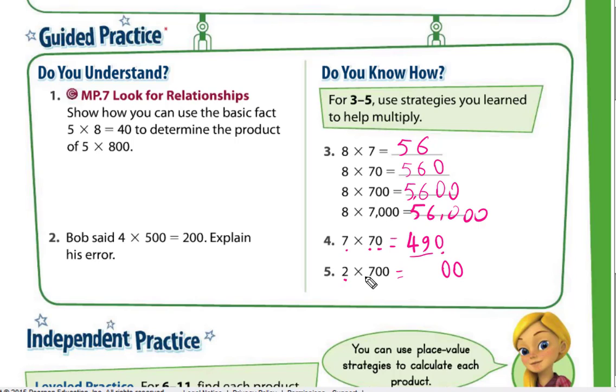Who's this? Yes, Muhammad? 2 times 7? 14. Yes, so the answer, the product, is 1,400. Okay, thank you, Muhammad. Guys, write the answers quickly.